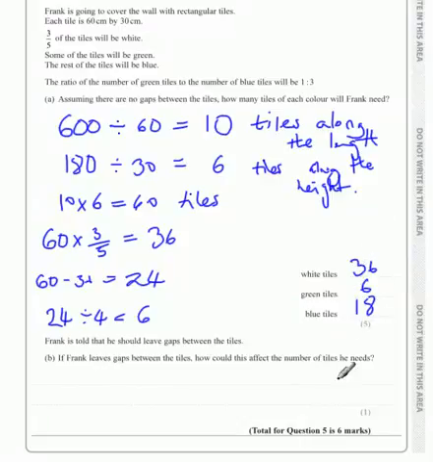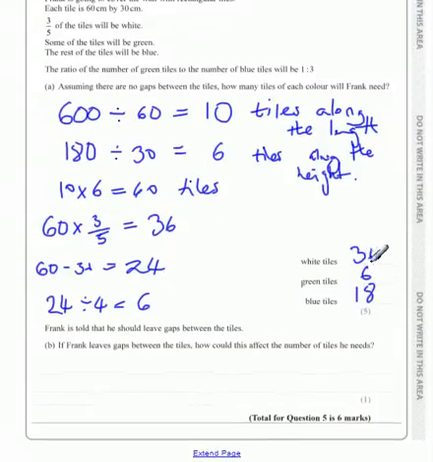As a quick check, if we add this up, we should get back to our 60, which is our number of tiles that we needed. So 36 add 6 is 42, add on the 18 gives us our 60, so that's good.